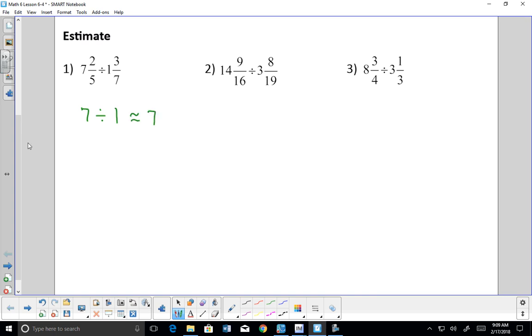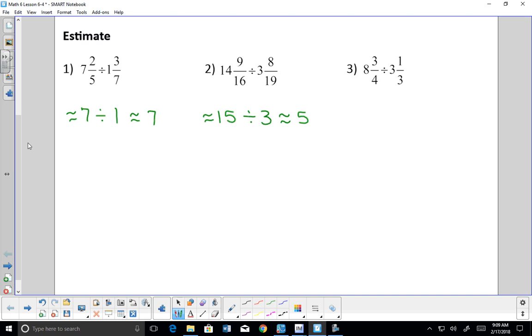14 and 9/16. 9 is over halfway to 16, so that would round up to 15. Divided by 8/19. Well, 8 is not half of 19, so that stays as 3, and 15 divided by 3 is 5, so this is approximately 5, because these are all approximate answers.